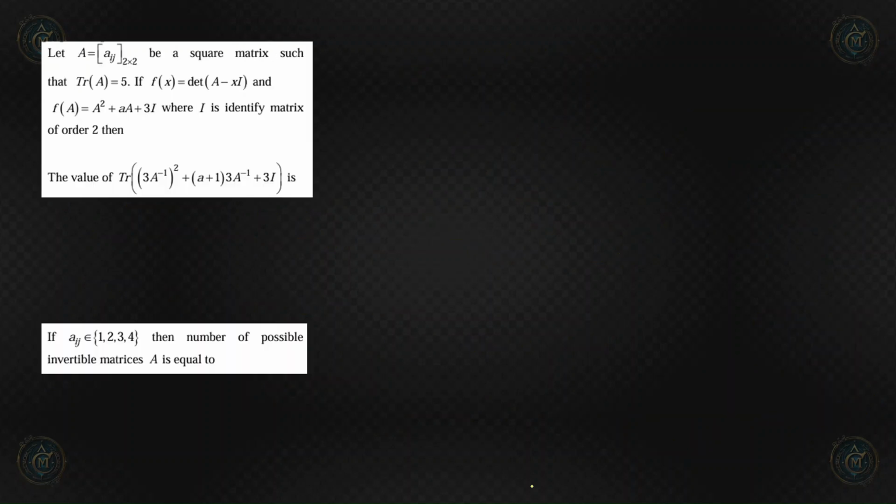This question is saying: let A equal to this 2 by 2 matrix be a square matrix such that trace of A equals 5. So A is some 2 by 2 matrix with trace of A equal to 5. Then f of x is determinant of A minus xI. Now this f of x is just the characteristic polynomial of this matrix, right? f of x is determinant of A minus xI.